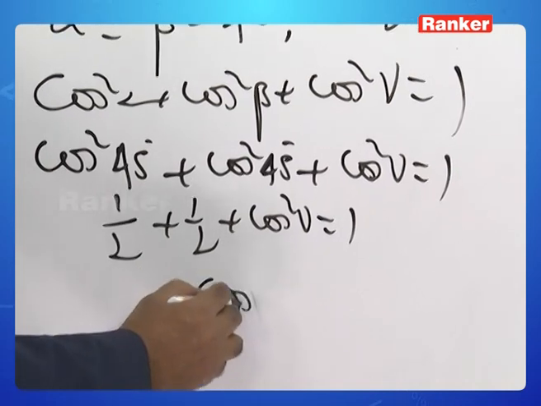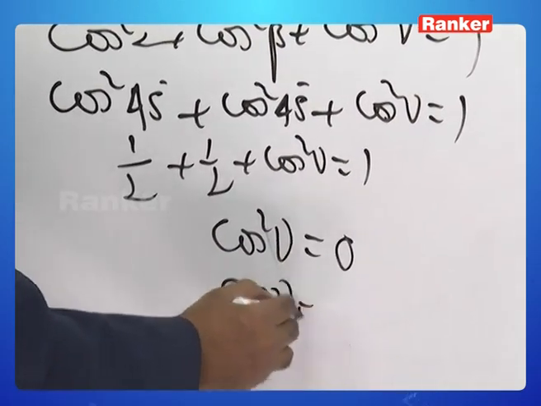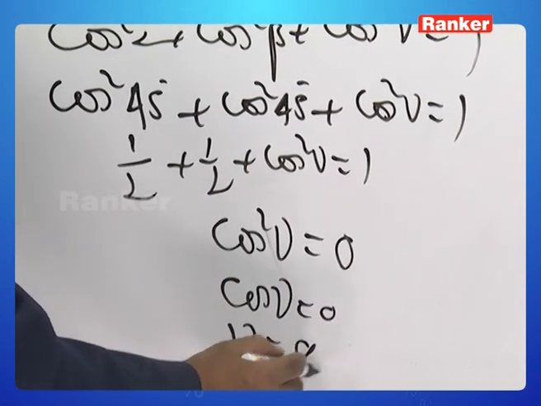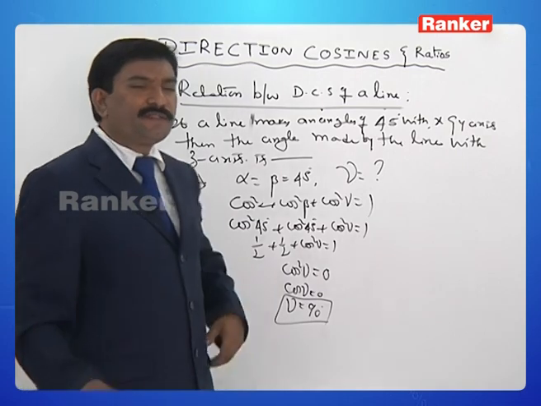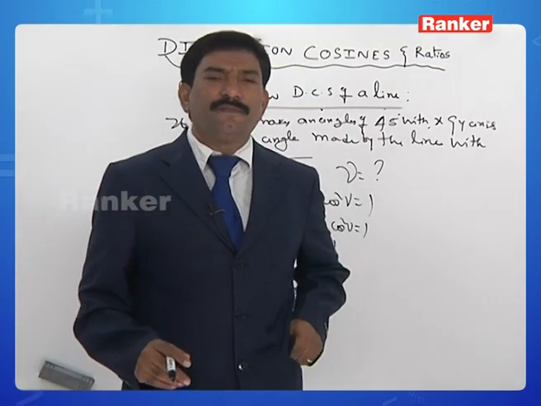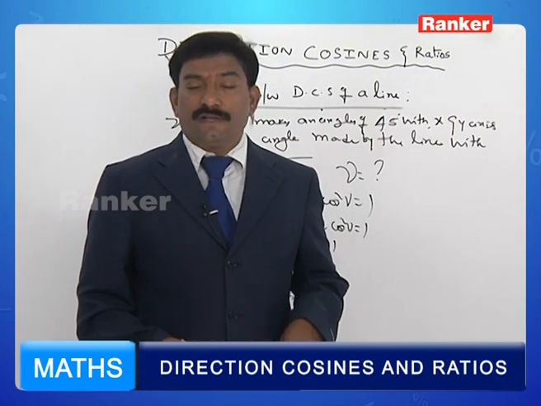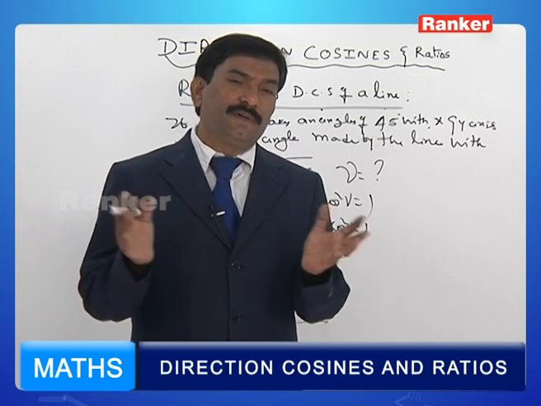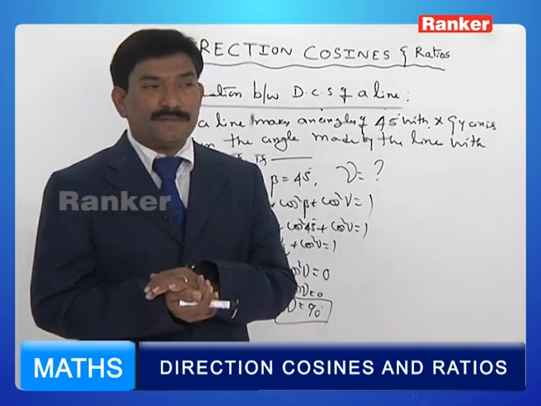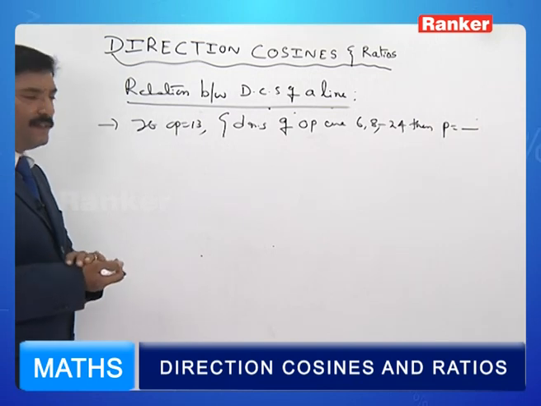So therefore, cos square gamma is equal to 0. Therefore, cos gamma is equal to 0. Therefore, gamma is equal to how much? 90 degrees. Therefore, when the line makes an angle 45 with x and y axis respectively, then the angle made by the line with the z axis is what? 90 degrees. Let us recall some concepts we have discussed earlier.